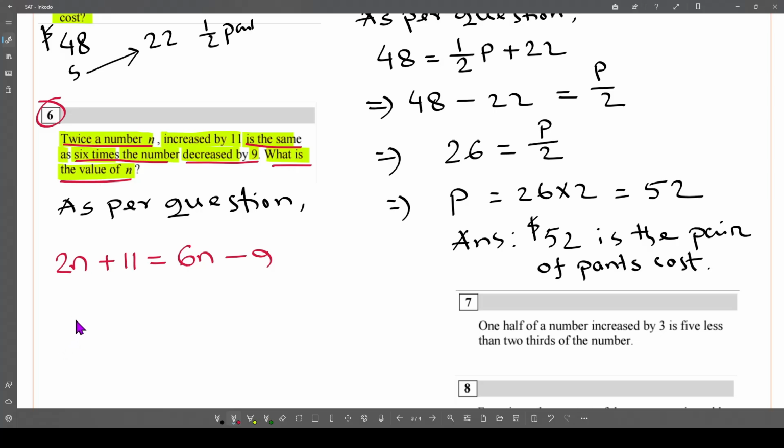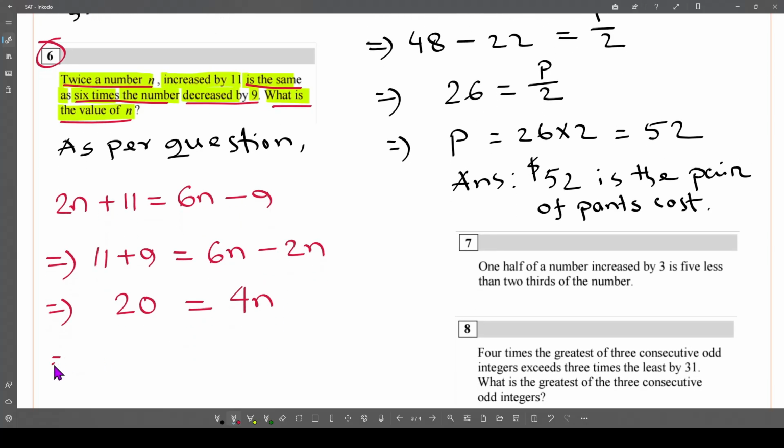So in this case we can write: here is 11 and the minus 9 will move to the left side, so plus 9, equals 6n, and this one is 2n, plus 2n on the left side becomes minus 2n on the right side. Okay, then 11 plus 9 is 20, equals 6n minus 2n, which means 4n.